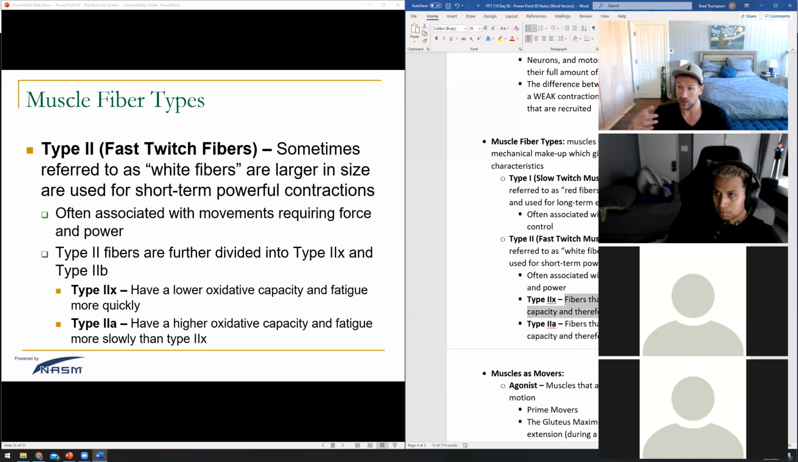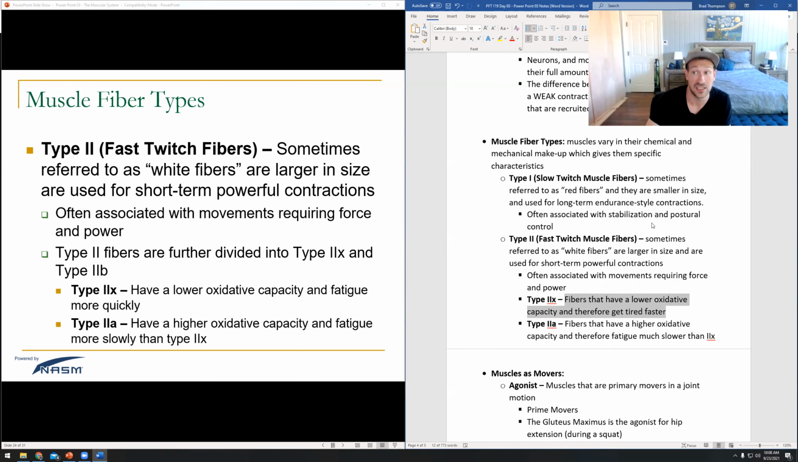Like, I'm going to see how much I can max out on a deadlift. One, done. You know what I mean? That's a type 2X fiber. Or if you're watching the NFL and you hit a guy really hard and then the play's over, that's type 2X. It's the super explosive Usain Bolt, 100 meter dash, type 2X.